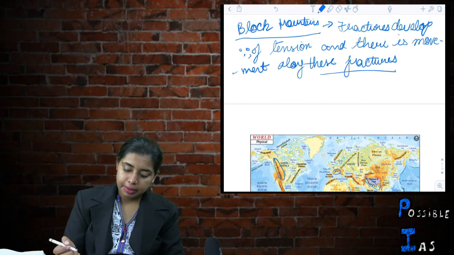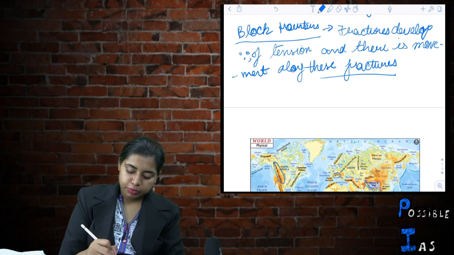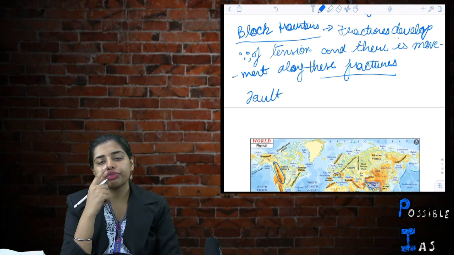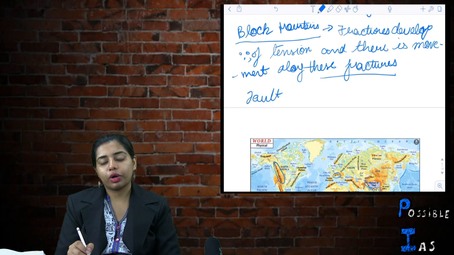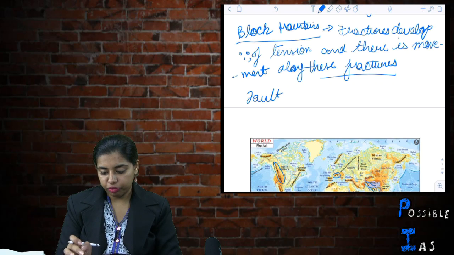So what happens when there is movement along fractures? In geology, we study two terms, joints and faults. Joints are basically the fractures where there is no movement, and faults are where there is movement.